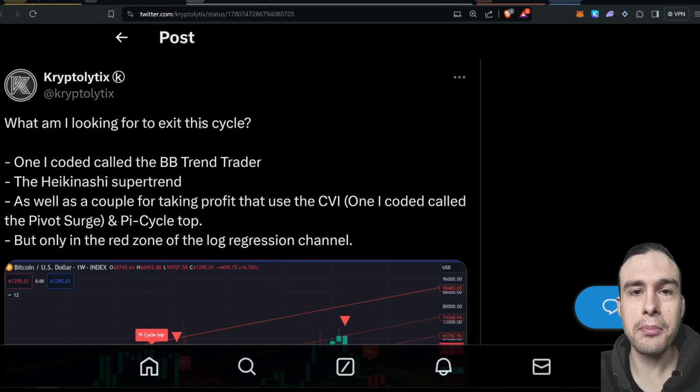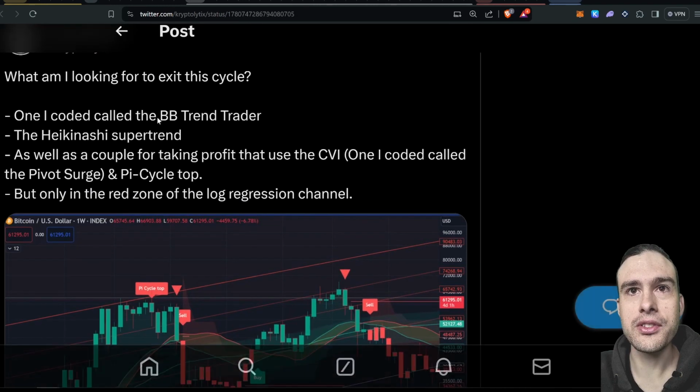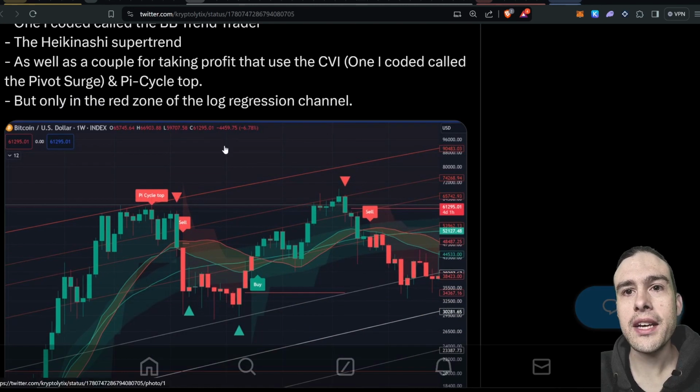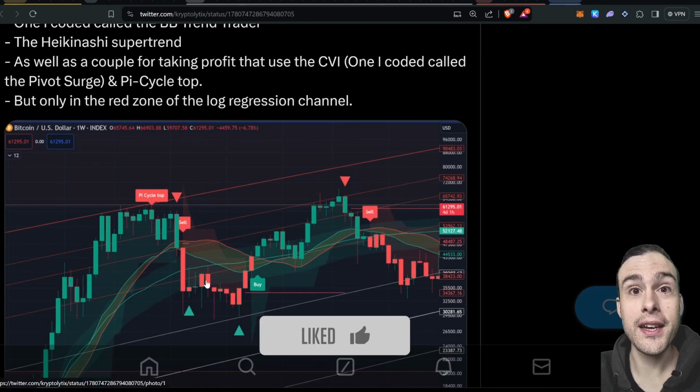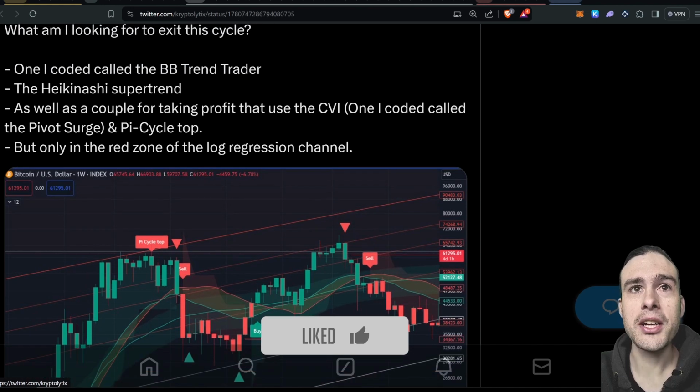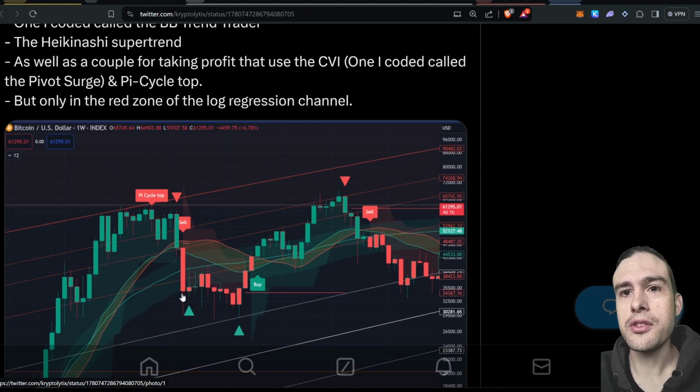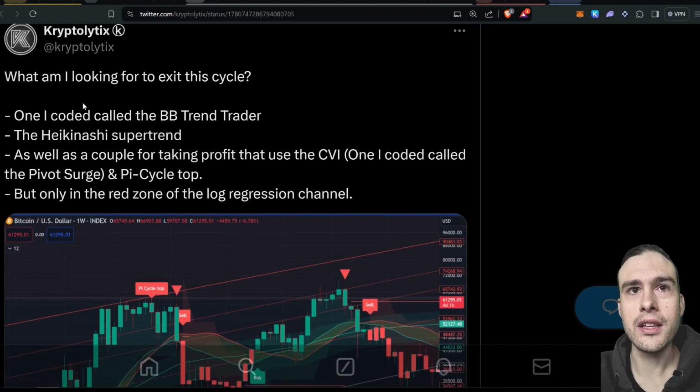This is based on a reply that I actually posted on someone else's tweet, but I decided to make a post for it based on my reply. So what I'm looking for to exit, and again, we might get another fake out like we did the last cycle, but I'm actually looking for BB trend trader sell. So there's the BB trend trader sell on candle close was there, was the first instance, which was a fake out. And then the second instance was here, which was the correct exit for the last cycle.